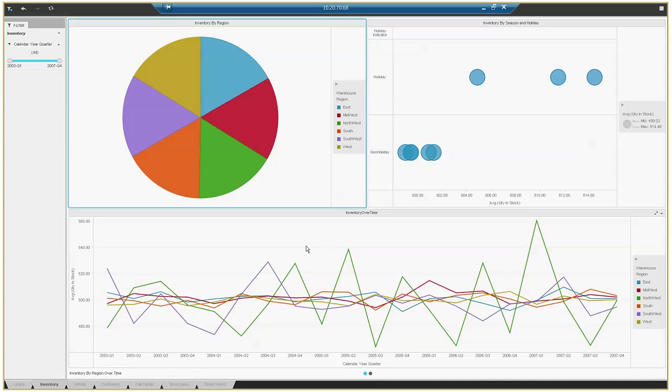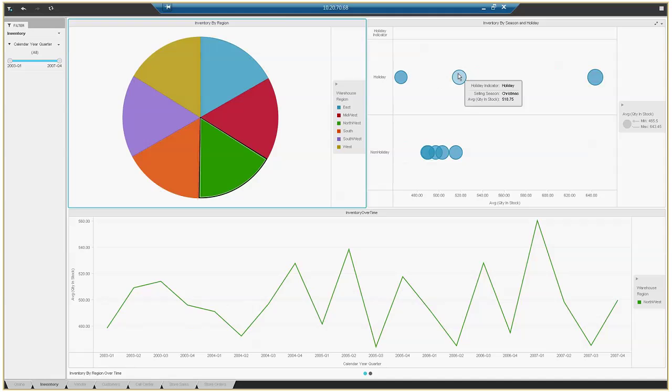So let's do some further analysis. On the upper left-hand side here, average inventory over all time seems to be pretty equal. We can really hone in on this by picking a particular slice of this pie. As I mentioned before, it becomes a filter for all of the other visuals on this dashboard. What's interesting on the far right-hand side here, we have a visual that breaks out our average inventory by whether or not it's a holiday or non-holiday.